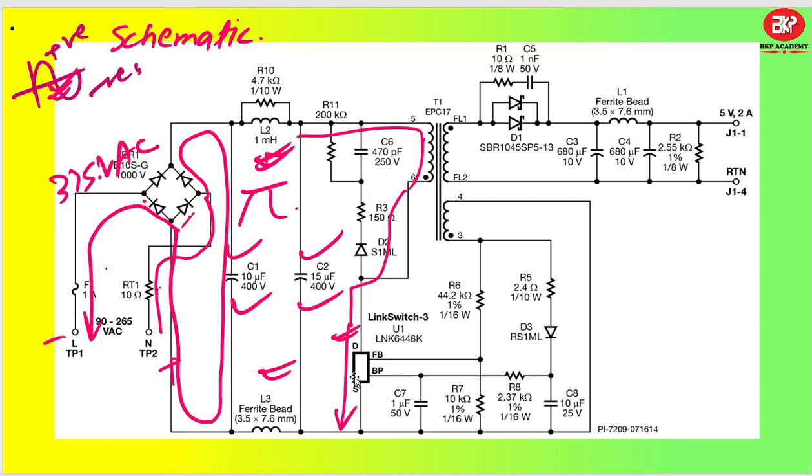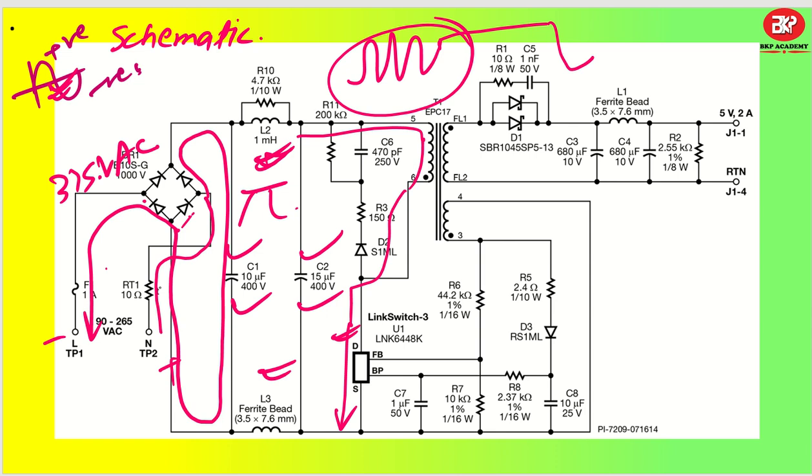Okay, at the same time it is also going to remove the ringing at the input. So a lot of ringing voltage will be there at the input at the start, and then it will go down again. So these ringings will be removed.